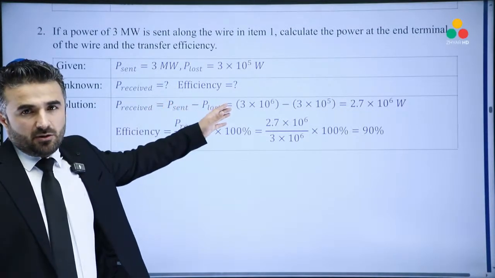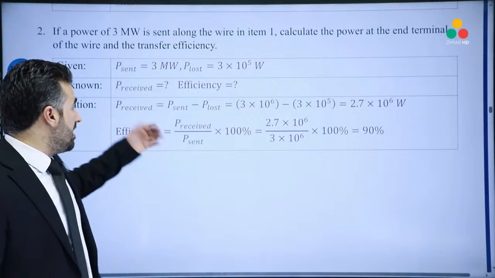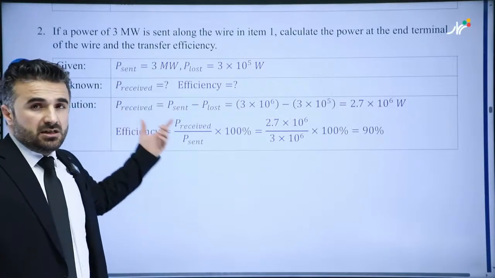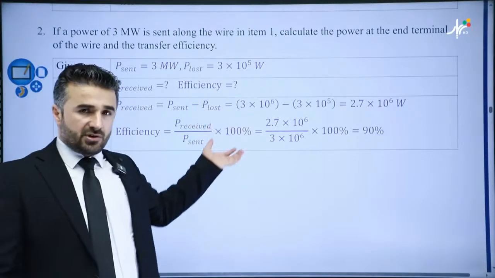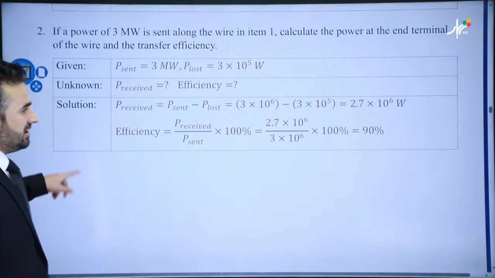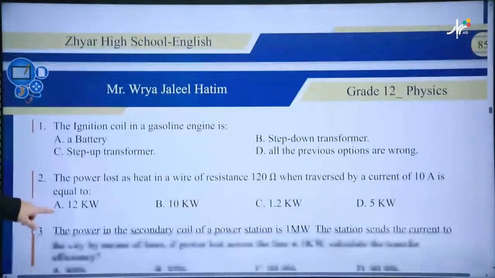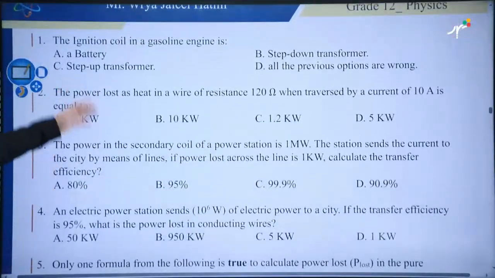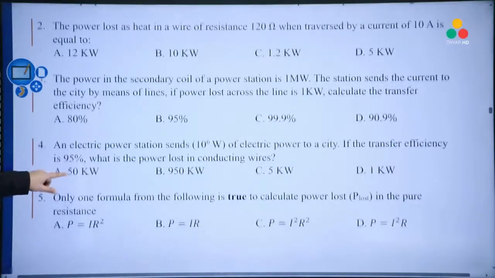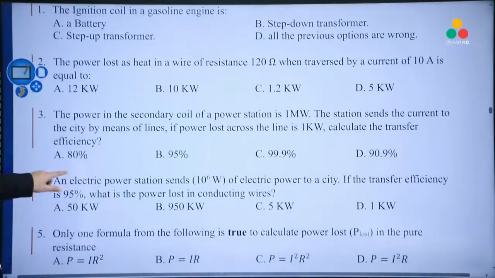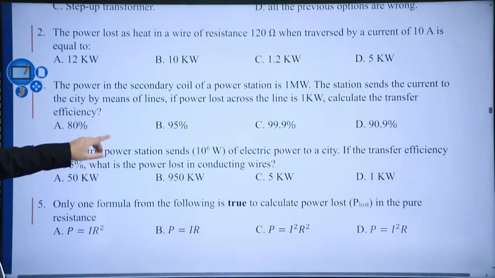Efficiency is power sent minus power loss, divided by the power sent, or you could just say power received divided by the power sent, multiplied by 100%, and you will find the answer. Okay, and of course these are some WAEC questions. These are very, very important. I'll only try to do one of them here.